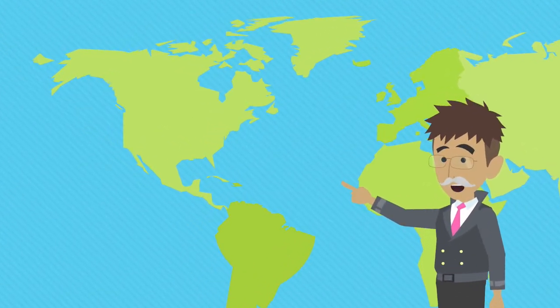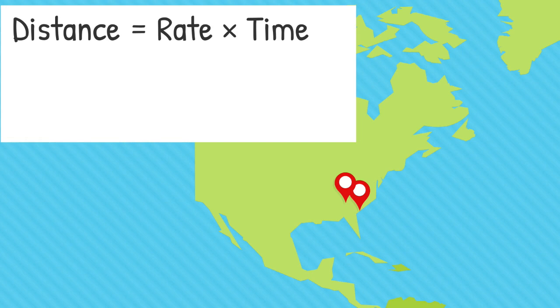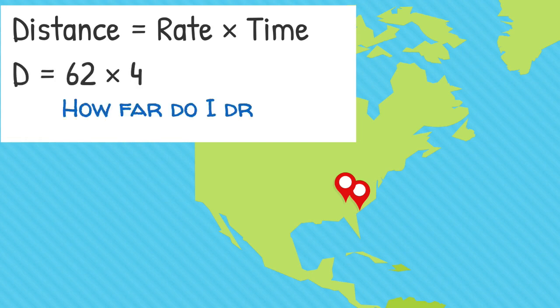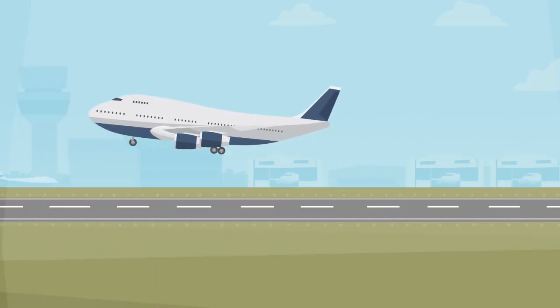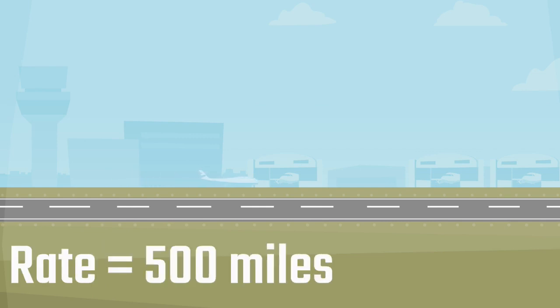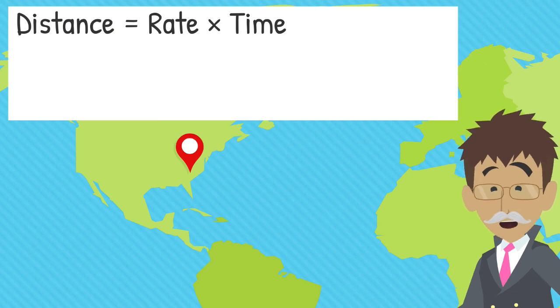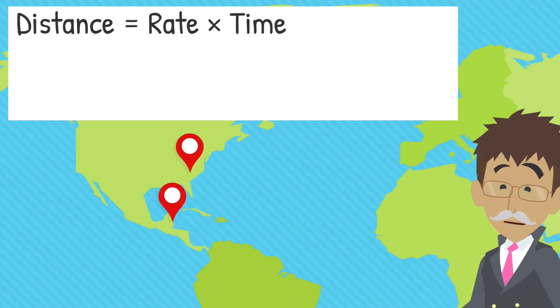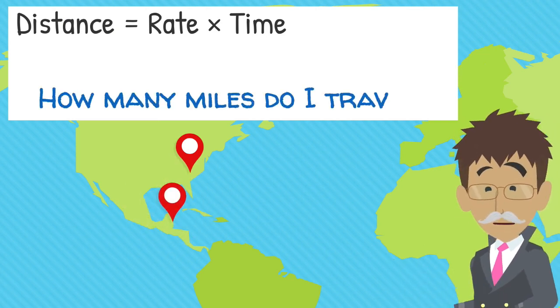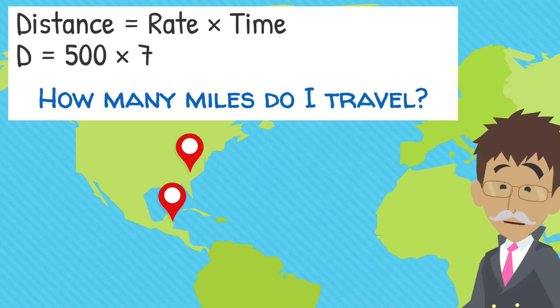On average, I drive from Savannah to Atlanta at a rate of 62 miles per hour. If I drive for 4 hours, how far do I drive? In Atlanta, I get on an airplane. Most of the time, it travels at 500 miles per hour. I fly for 7 hours to get to Belize City, Belize. How many miles do I travel if the distance equals the rate multiplied by the time?